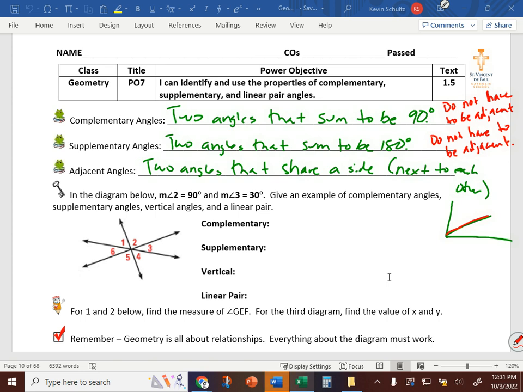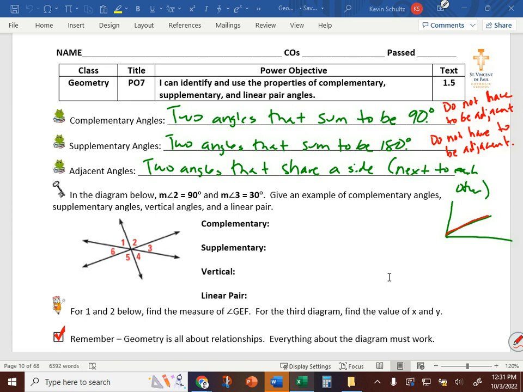Yeah, Catherine. Does it have to be two? Yes, it has to be two. Yep, three angles that sum to be 90 degrees are just nothing special. Yeah, I know, it's kind of sad, but Kylie. Do two angles to be complementary have to share the same vertex? No, they do not have to share the same vertex.